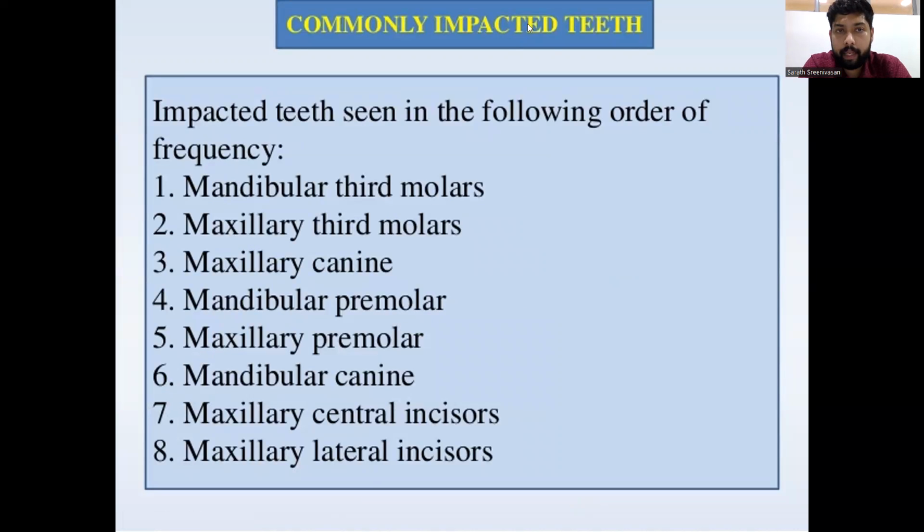What are the commonly impacted teeth? The impacted teeth are seen in the following order of frequency. First is the mandibular third molar. Then comes the maxillary third molar. Third is the maxillary canine. Fourth is the mandibular premolar. Fifth is the maxillary premolar. Sixth, the mandibular canine. Seventh, maxillary central incisors. And the last, maxillary lateral incisors. So the first two are the ones commonly seen impacted.